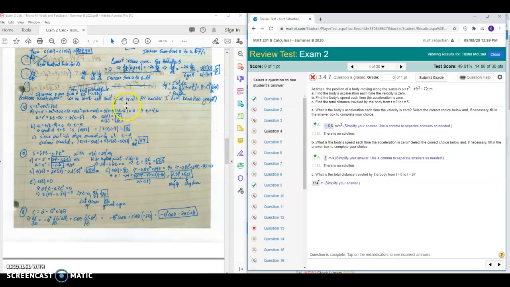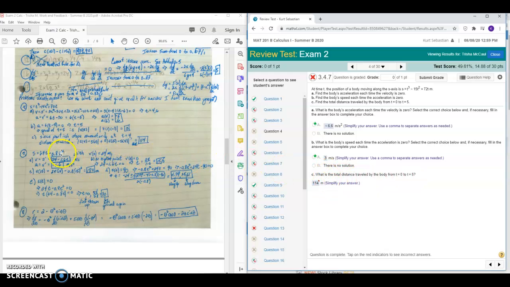Now what's the speed? So speed is the absolute value of velocity, the magnitude of velocity. So it wants to know the speed each time the acceleration is 0. So we already have acceleration, set that equal to 0. That happens at t equals 5. So the speed when t equals 5 is the absolute value of v of 5, the velocity of 5. So you plug in 5 into the velocity function. It's easiest to plug in when I factored it here. So 3 times 1 times minus 3, but the absolute value is 3. So there's your speed.